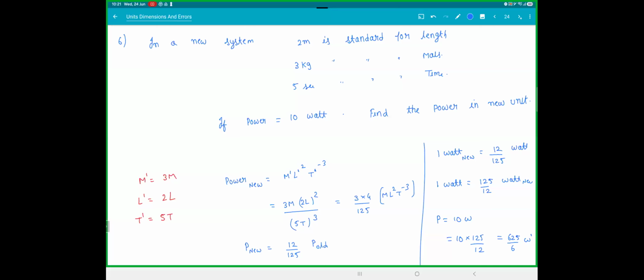How did you guys get 0.96? Check. Did you guys get the same? This is a relation between units. Don't directly put the 10 here. All clear with this?